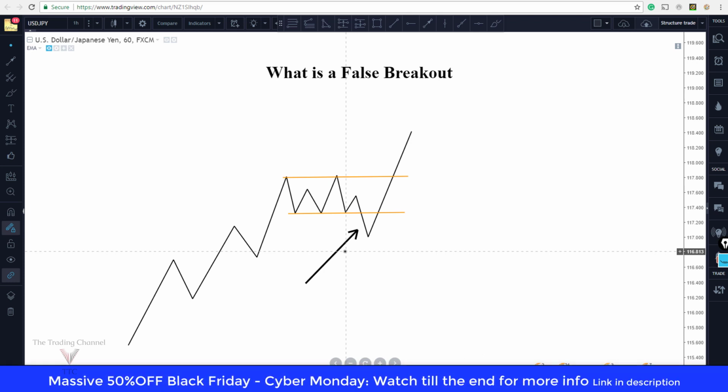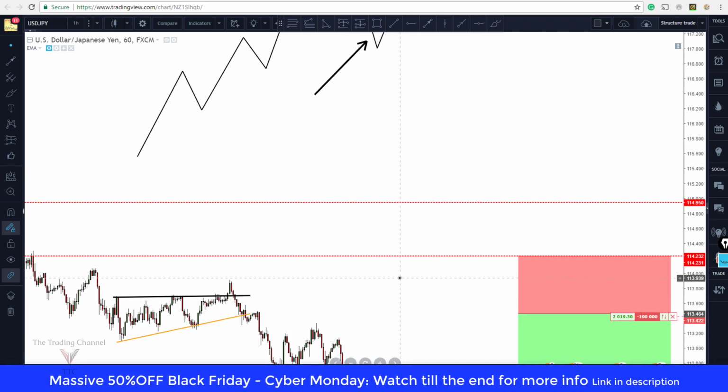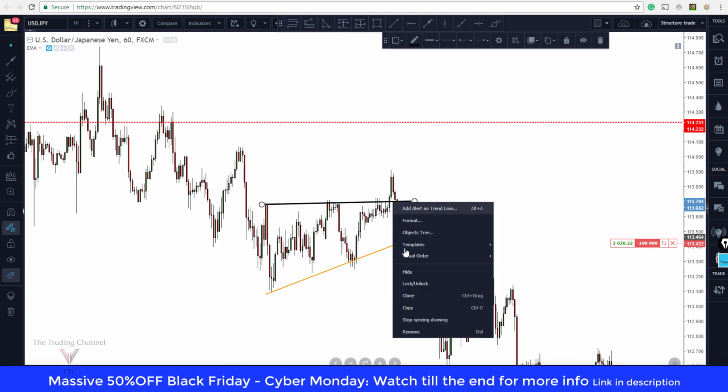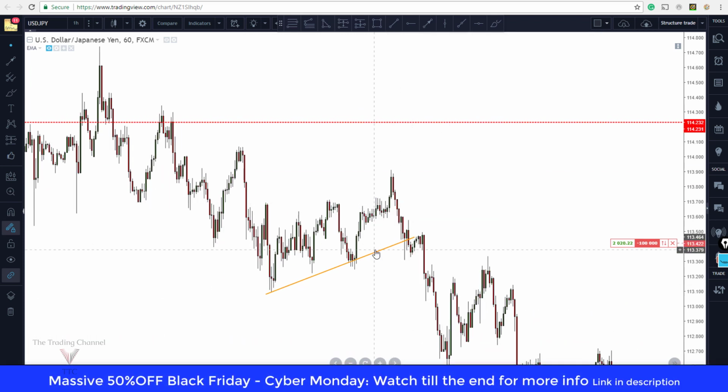And for today's example, we're going to use the dollar yen. This is a trade we took out last week, and we talked a little bit about this trade in Monday's weekly market predictions video. So before we get into the actual false breakout, let's talk about what I look for before the false breakout situation even happens.